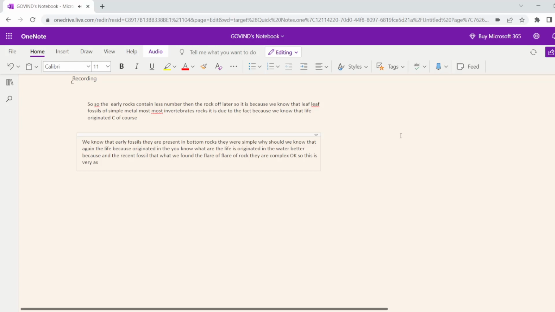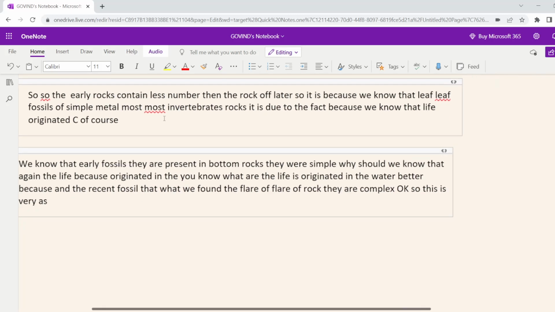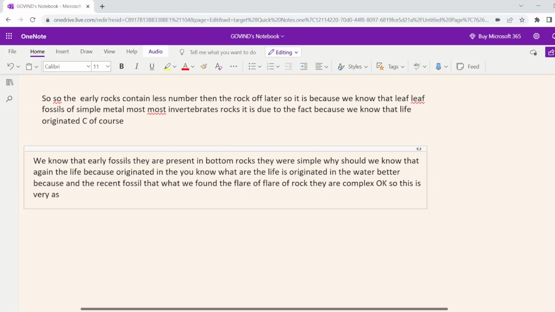So this is very important to understand. It is important that we should be very clear about the fossils and where they are actually forming. Let me zoom my page. I am sure that you can't see the written aspect. So now you can easily see the written aspect as well. Right, everyone? Yes, you can see now.